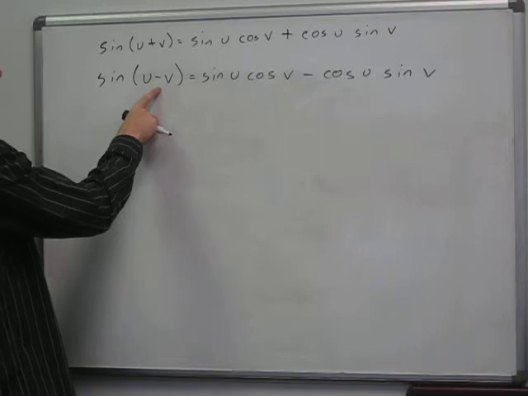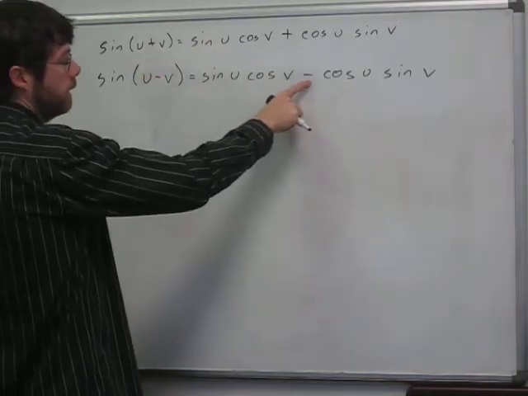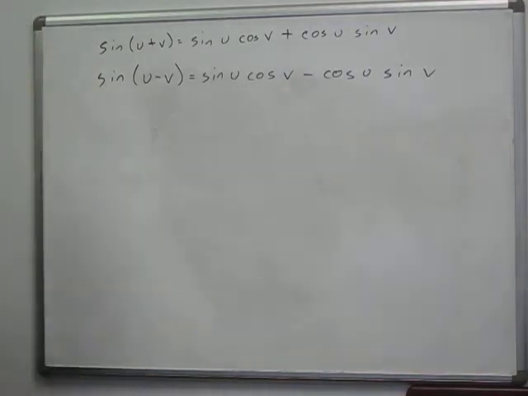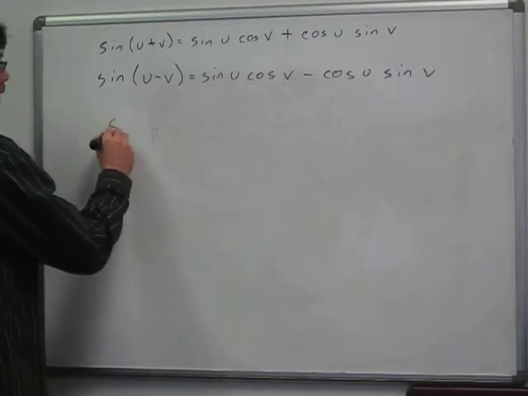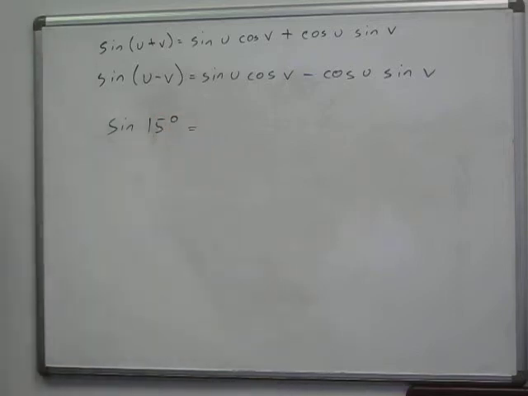The sine of u minus v looks a lot like the sine of u plus v, except we now have subtraction in the middle, right? We now have sine cosine minus cosine sine. Okay. So let's work the same problem that we did in the previous video, but now let's use the angle difference formula, right?